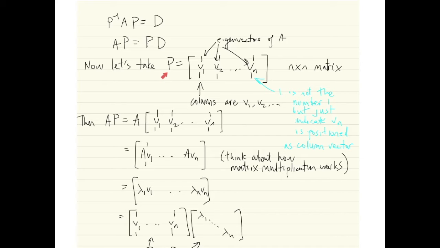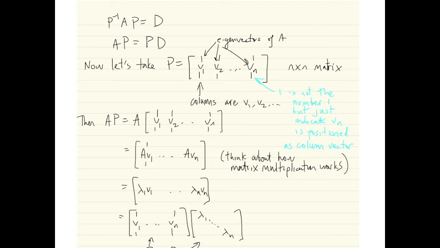And okay, now let's let P, as before, be the matrix whose columns are the eigenvectors V1, V2, up to Vn. Now this notation with these tick marks here just means express V1 as a column vector. These are not ones. These vertical dashes are not the number 1. Okay. So P is an n by n matrix because we've got n eigenvectors.